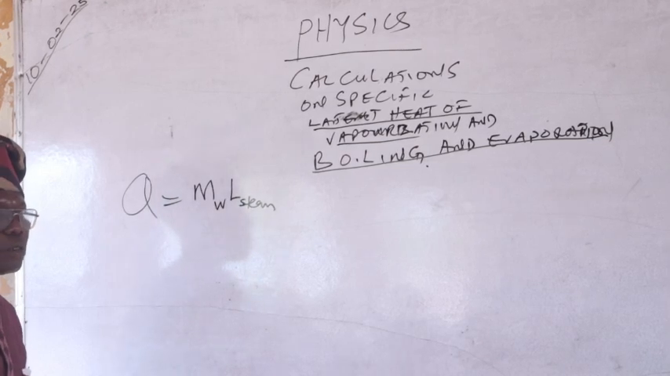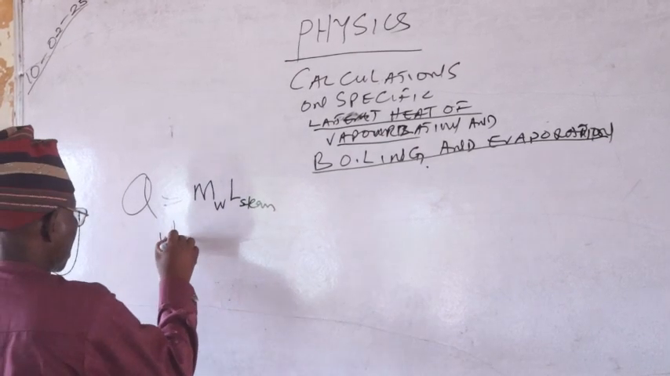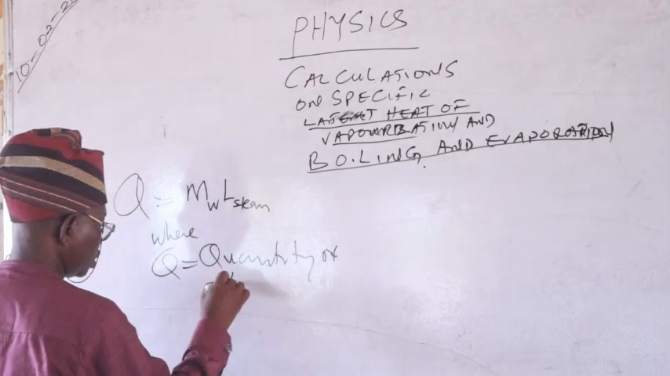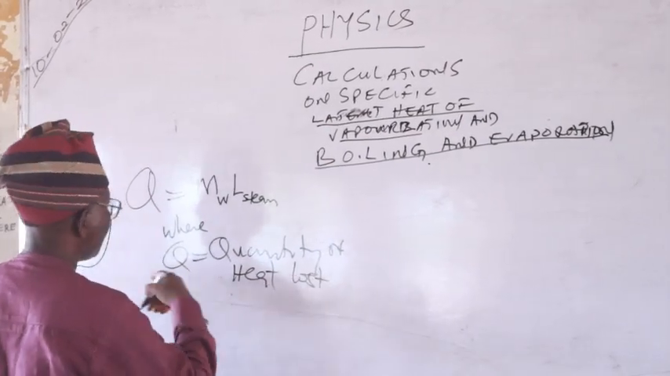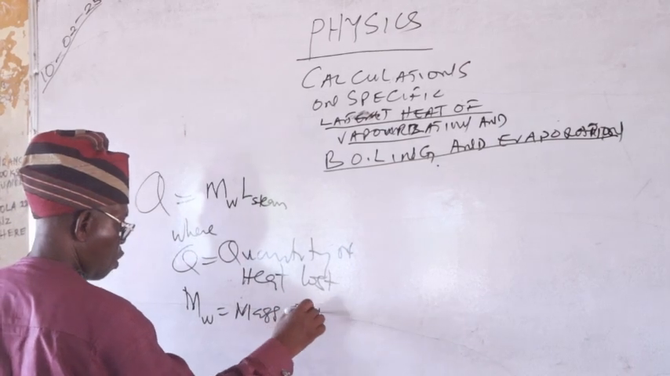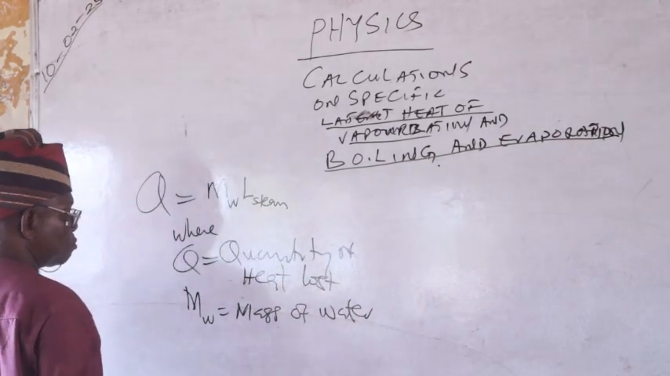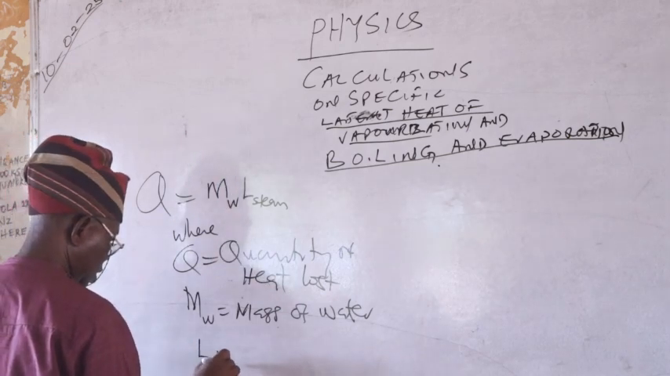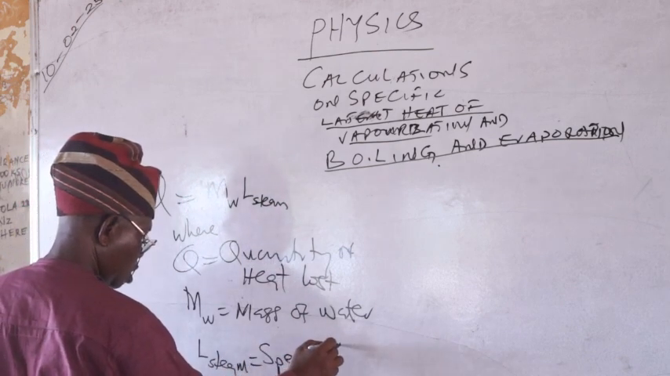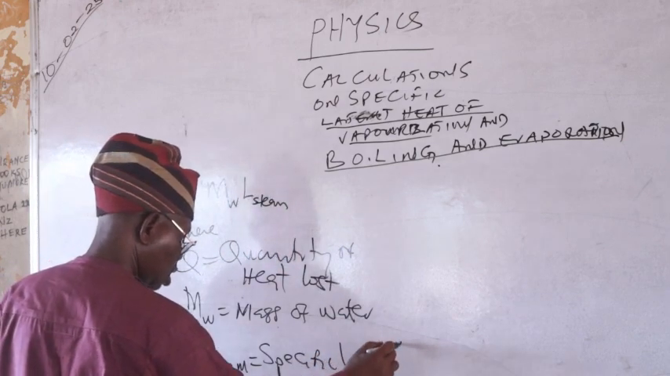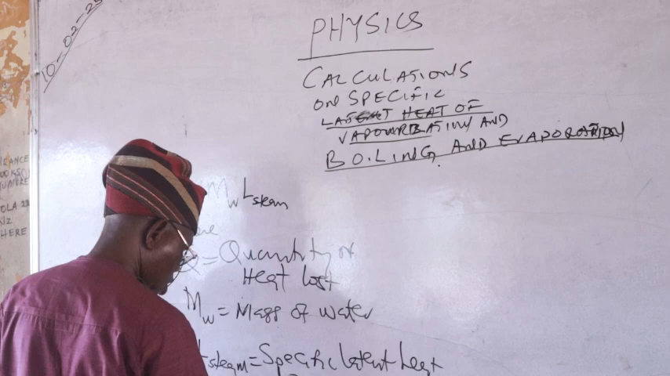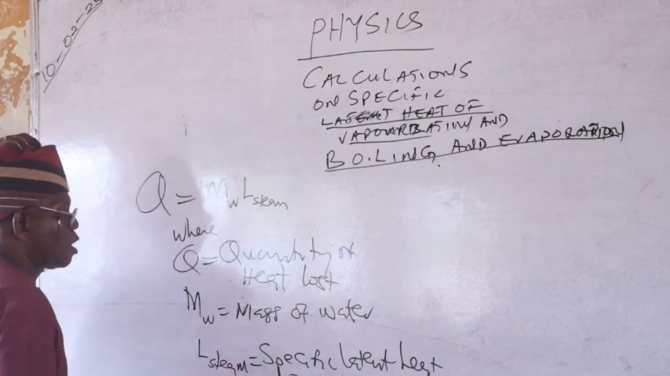Where Q stands for quantity of heat lost by the steam, M stands for mass of water, and L steam stands for specific latent heat of vaporization of steam, or simply say of steam. So we can calculate the quantity.